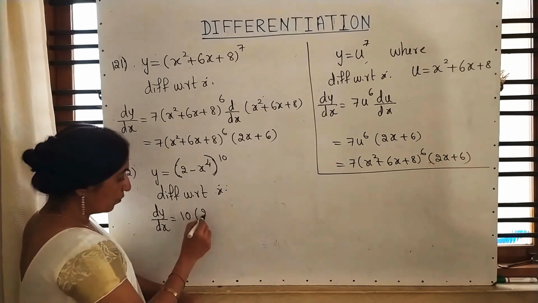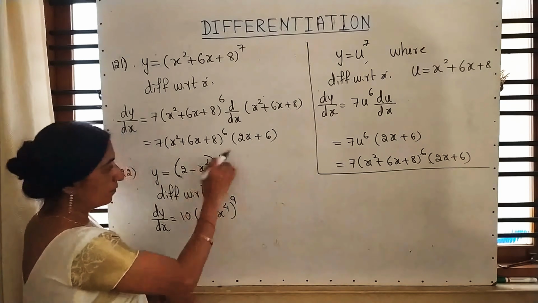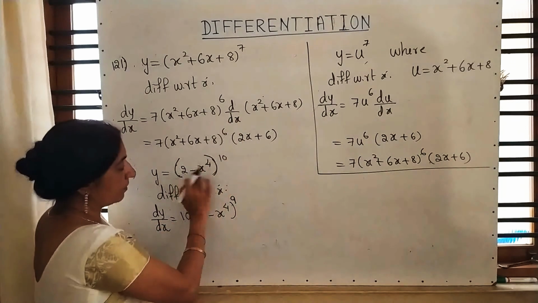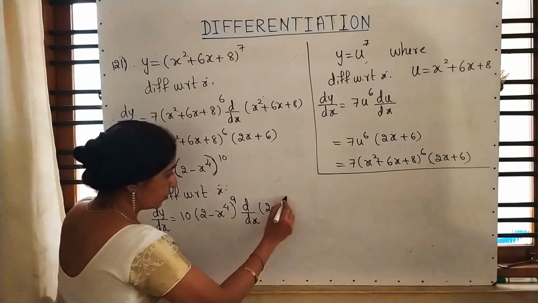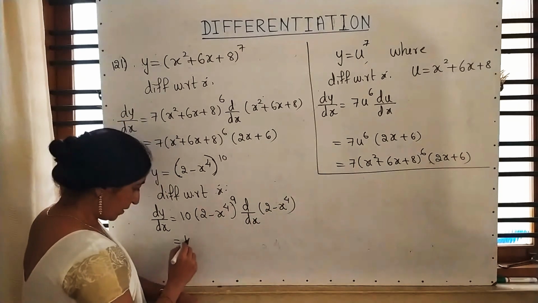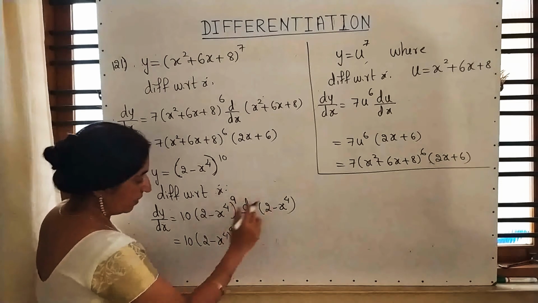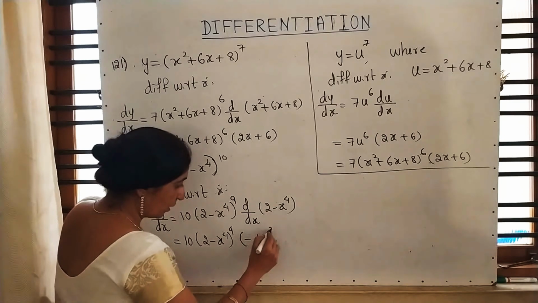2 into 2 minus x raised to 4 raised to 9 power. After that, close that power 10. That close. What is remaining? 2 minus x raised to 4, 10. 2 minus x raised to 4 raised to 9. Differentiation of 2 is 0. Minus x raised to 4 is minus 4x cube.